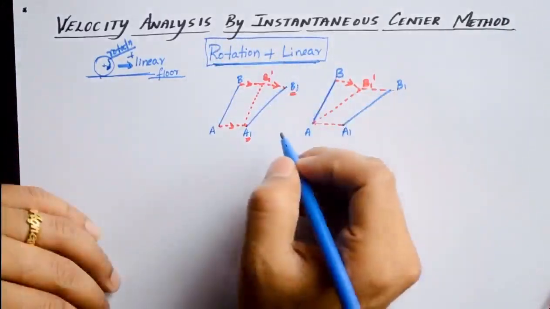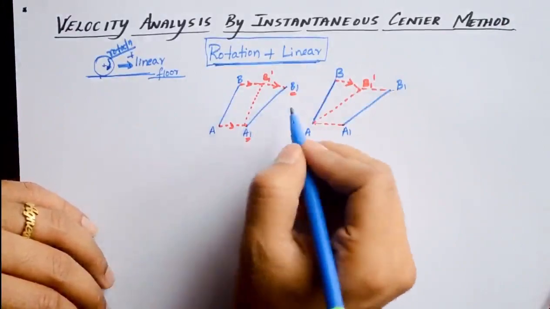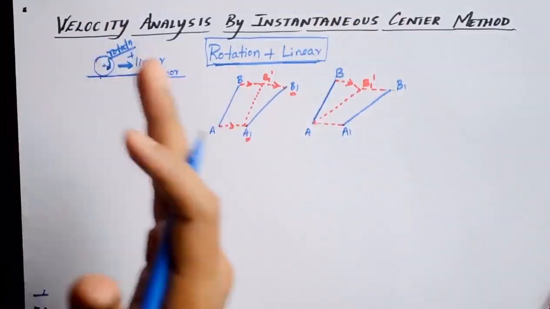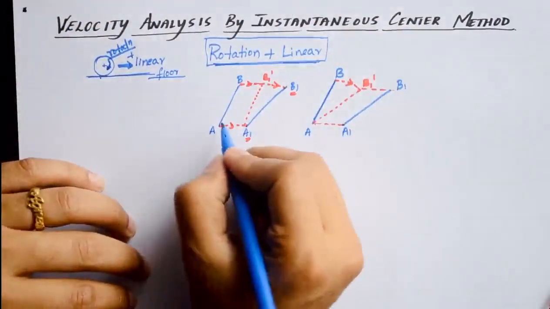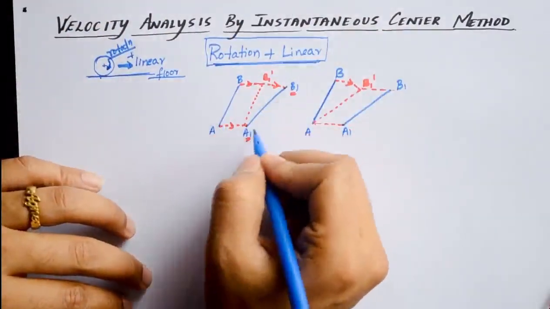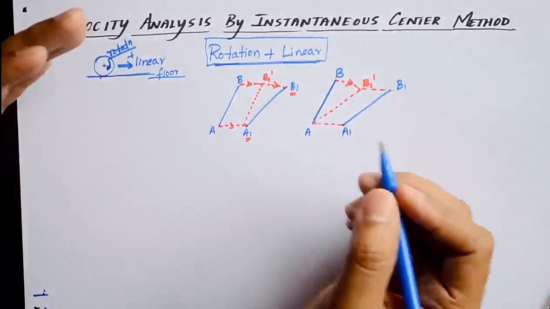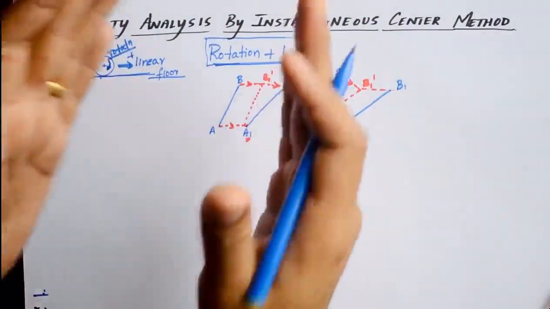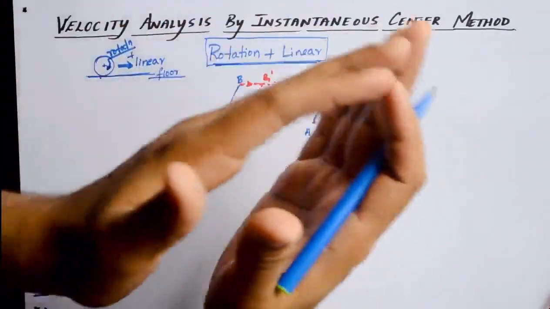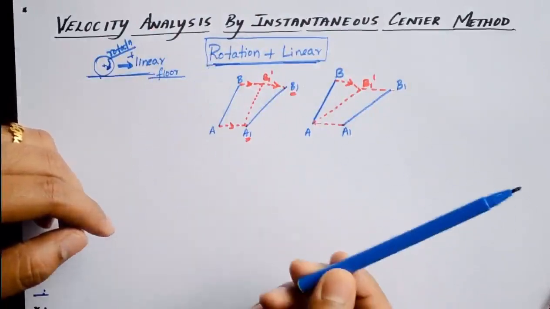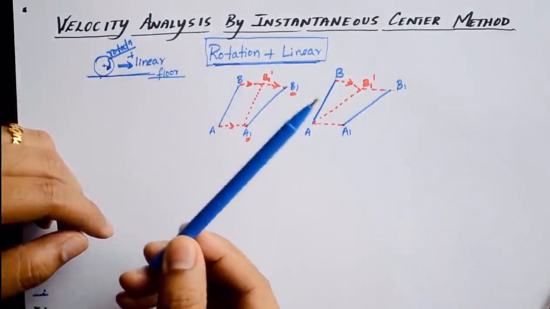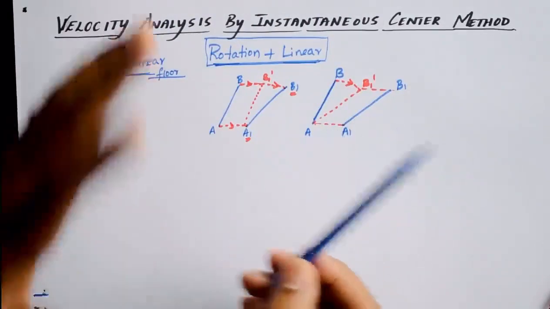Now practically speaking, this movement is so gradual that you will not have this movement as linear and rotational or rotational and linear. The movement of AB to A1, B1 will happen so quickly that we can't separate these two motions as linear and rotational. The movement of the link will be just like that, from AB to A1, B1. It will not happen gradually, rotation and then linear. This will not happen.